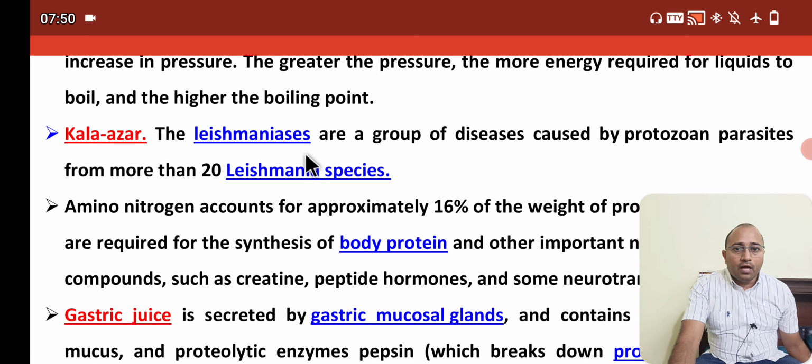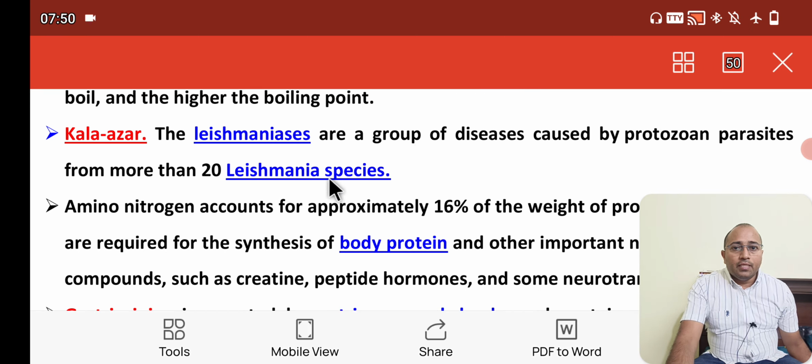Now we have Kala Azar. Normally this occurs with the Leishmania species. It's a fly, you can tell. So this occurs with that group of diseases caused by protozoan parasites.